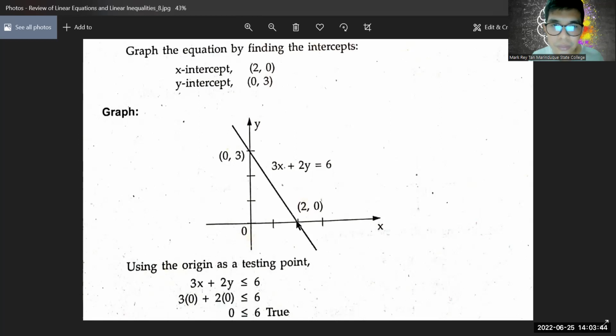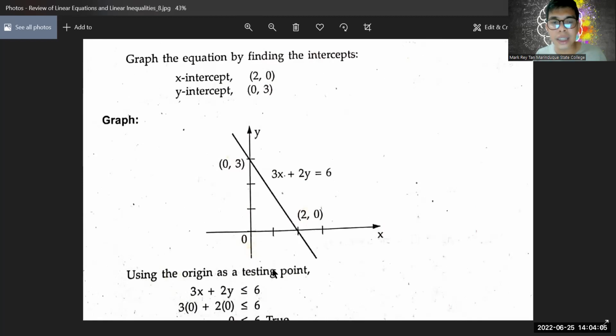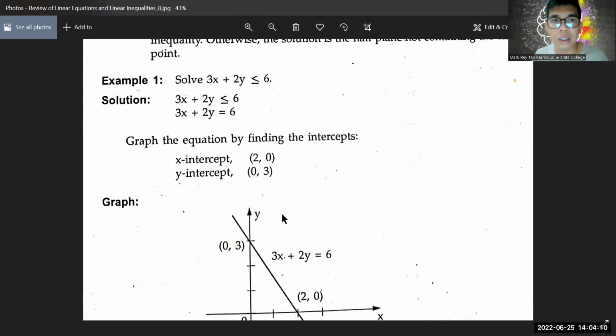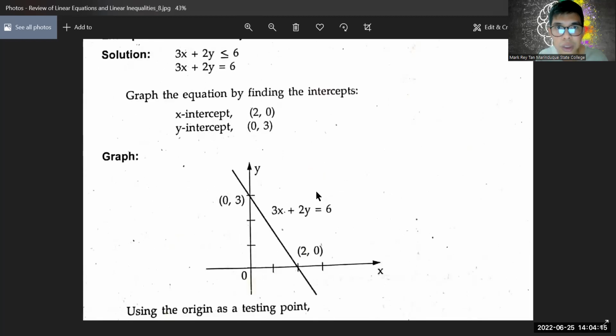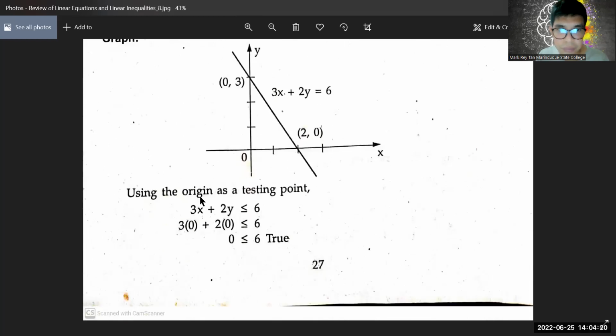Yung solution set, ito na siya. So, sa class, sa linear equations in 2 variables, hanggang dito lang yung solution natin. Pero dito, sa linear inequalities in 2 variables, hindi lang ganun yung solution natin. Mas may kasunod pa. Kasi nga, ang sabi dito, kailangan natin siyang i-test if the inequality is true. Same lang ito nung sa equation. Then we follow this one.